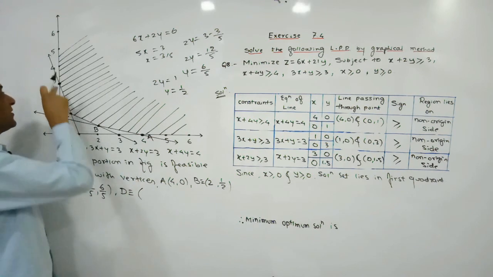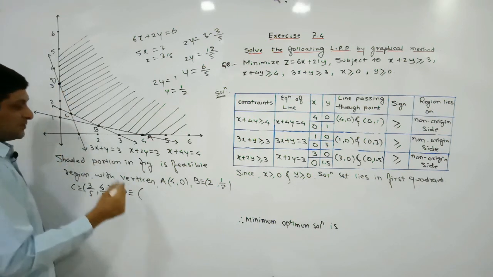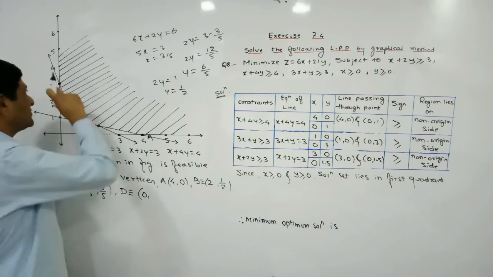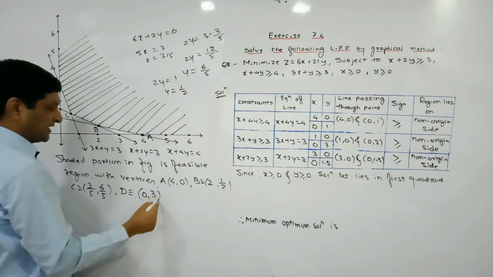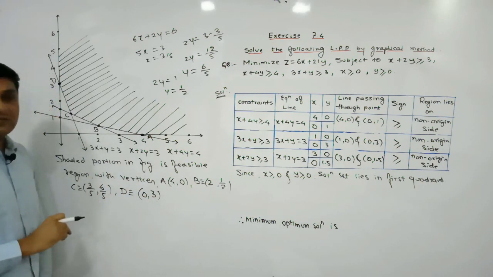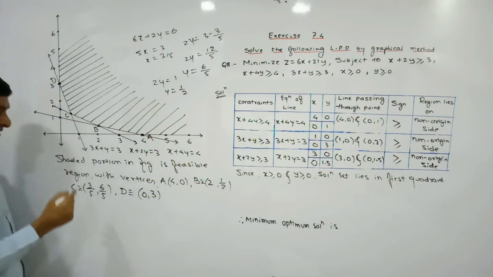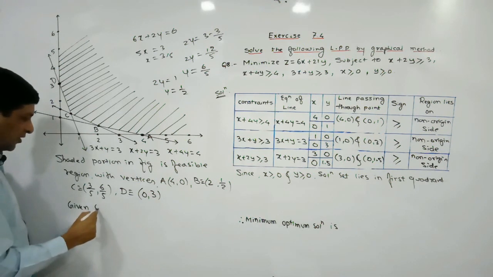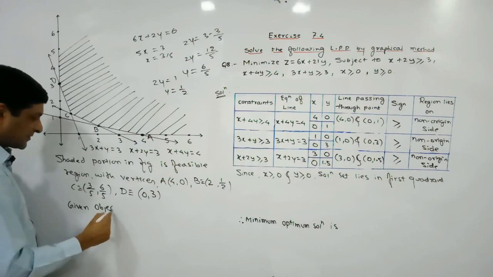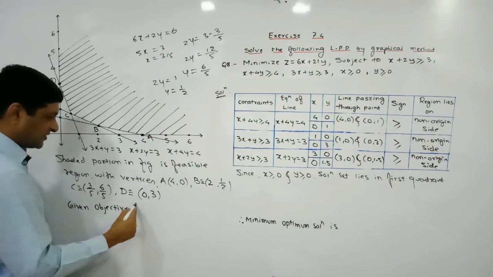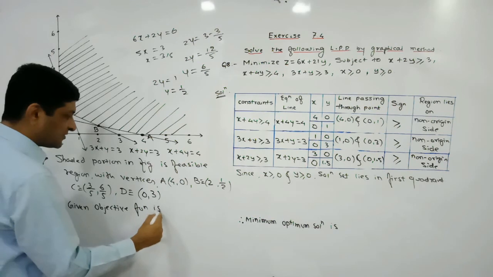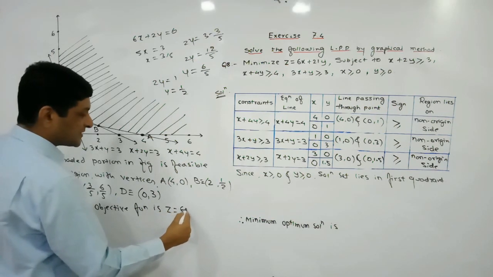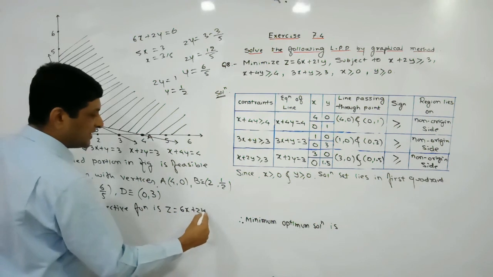Lastly, let us try to find the coordinates of vertex D. Here we can observe that the point lies on the y axis, so its x coordinate is 0 and y coordinate is 3. Once the coordinates of all the vertices are known to us, consider the objective function. What is the given objective function? Z is equal to 6x plus 21y.